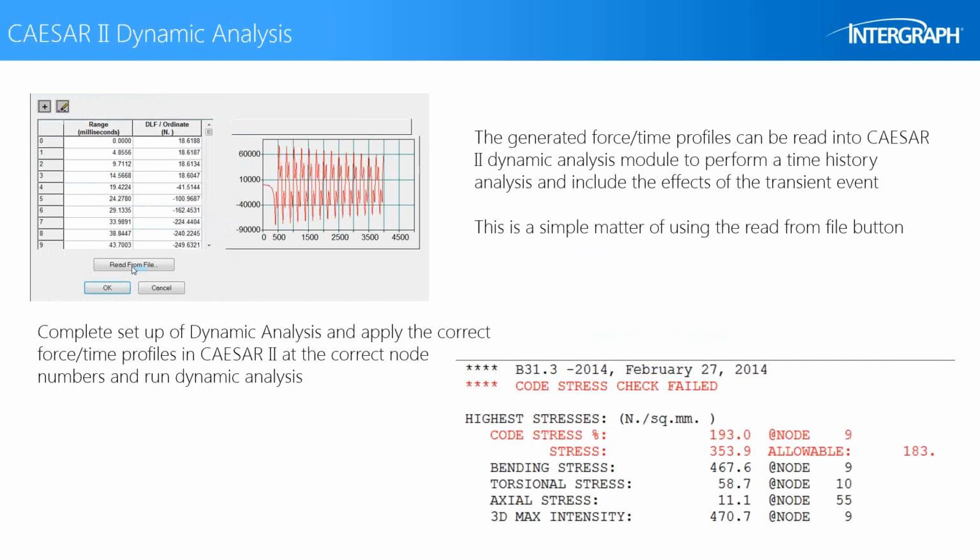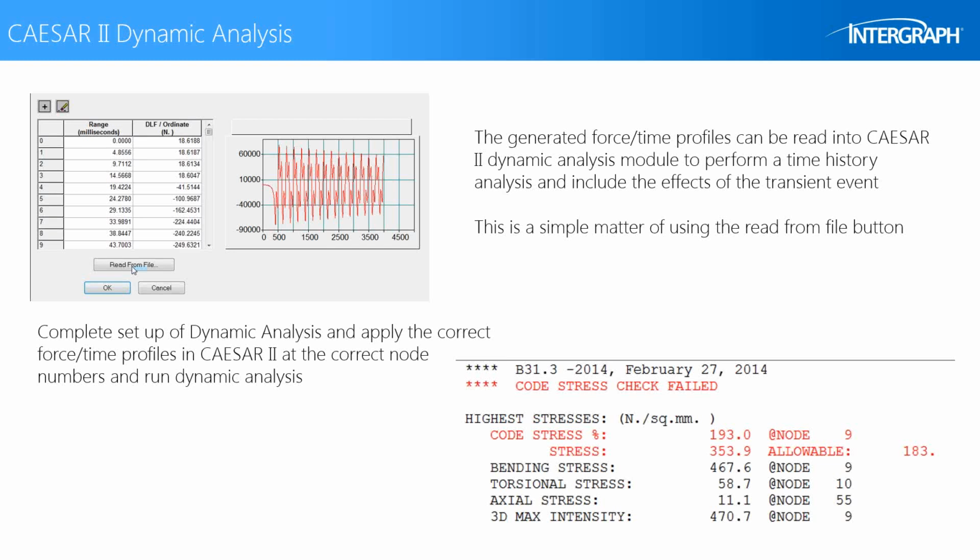Then once you've exported the .dat file, that can be read into Caesar 2 in the dynamic analysis module, and you can perform a time history analysis. It's a simple matter in Caesar 2 of clicking the Read from File button and opening the .dat file as relevant.